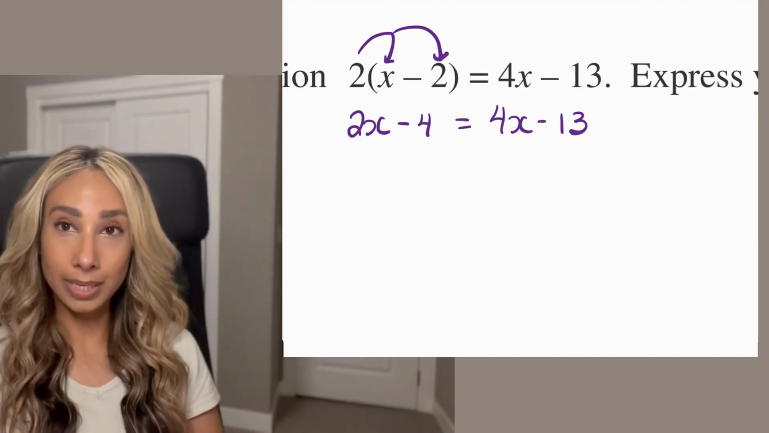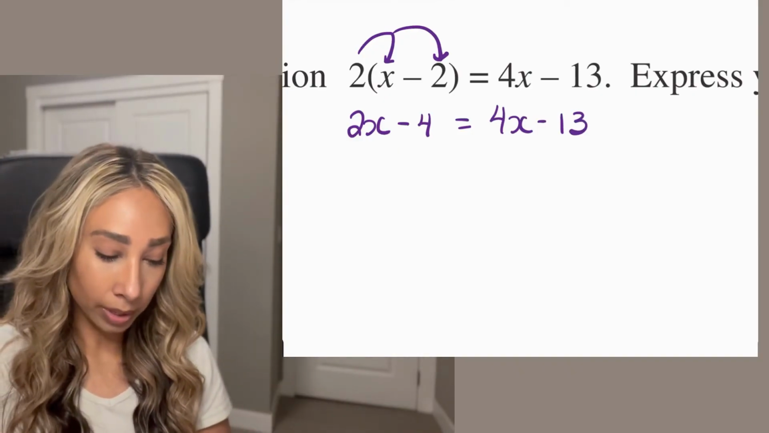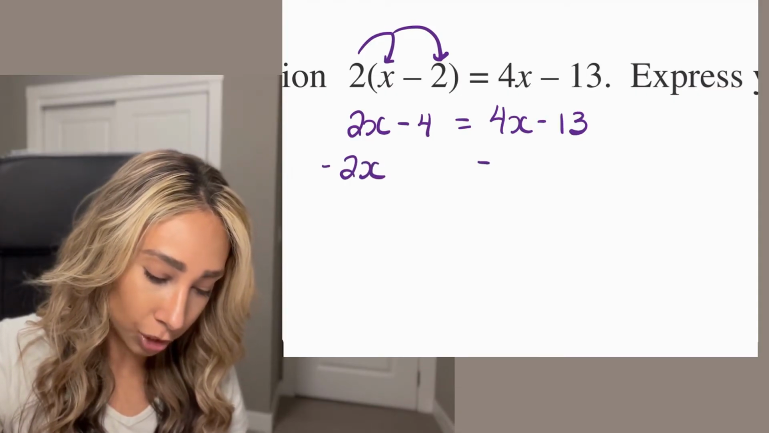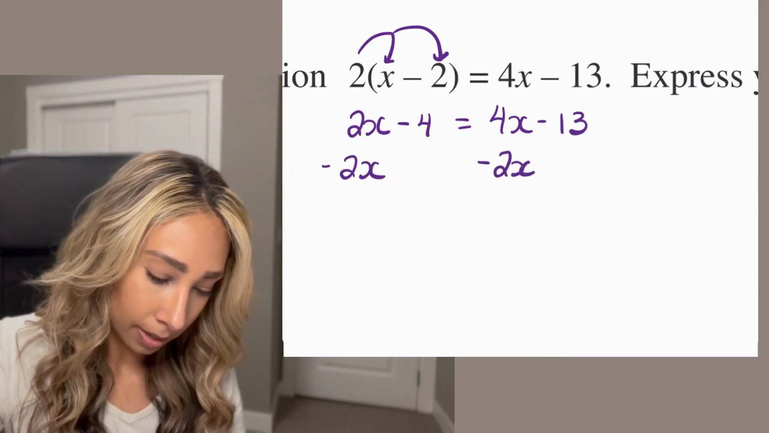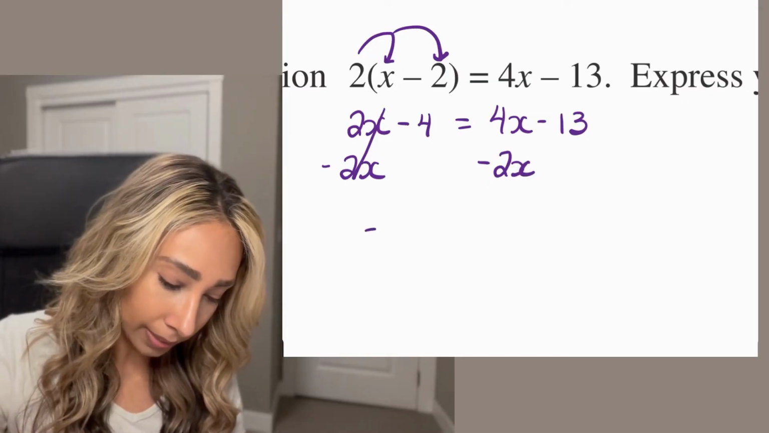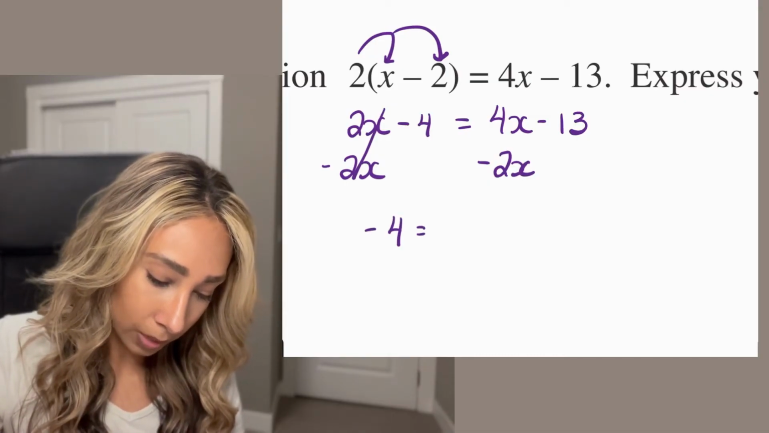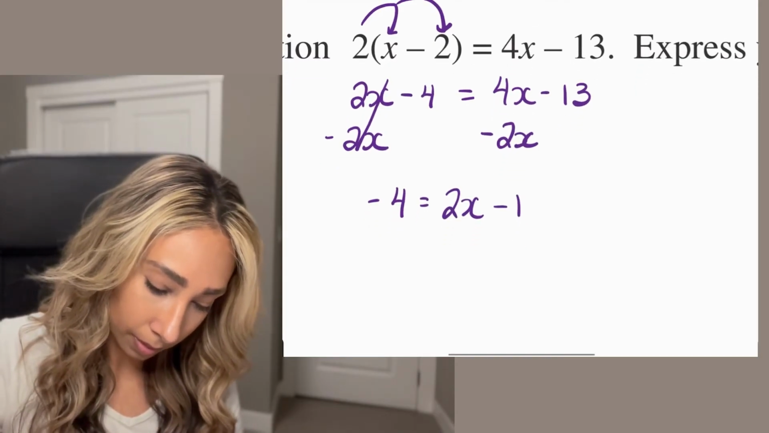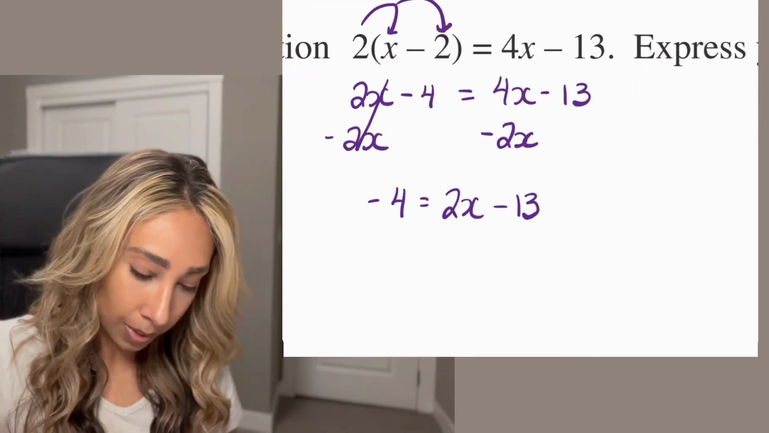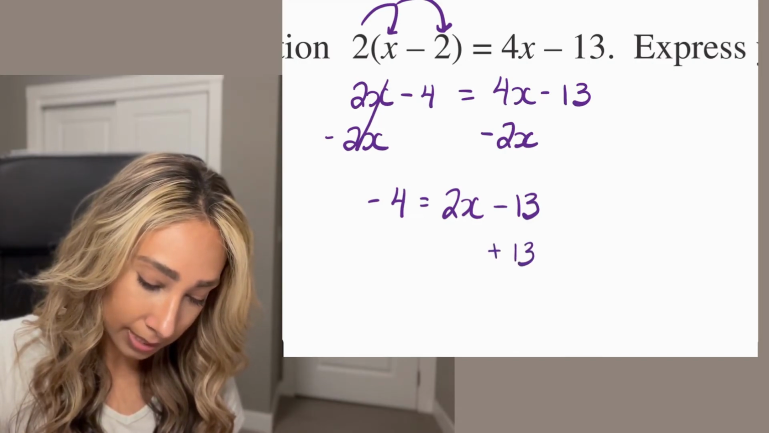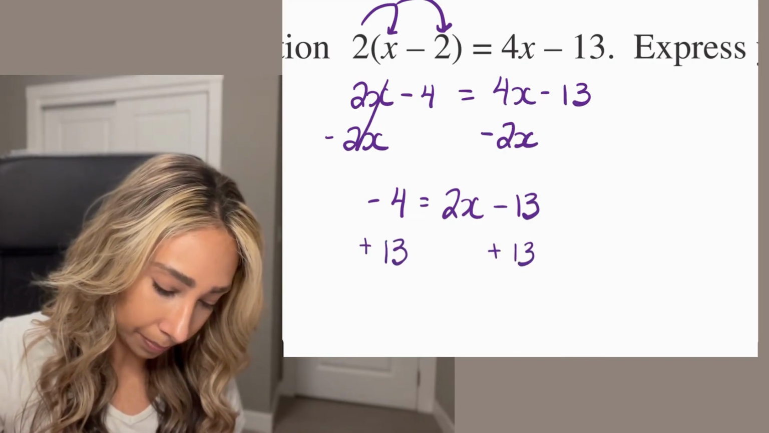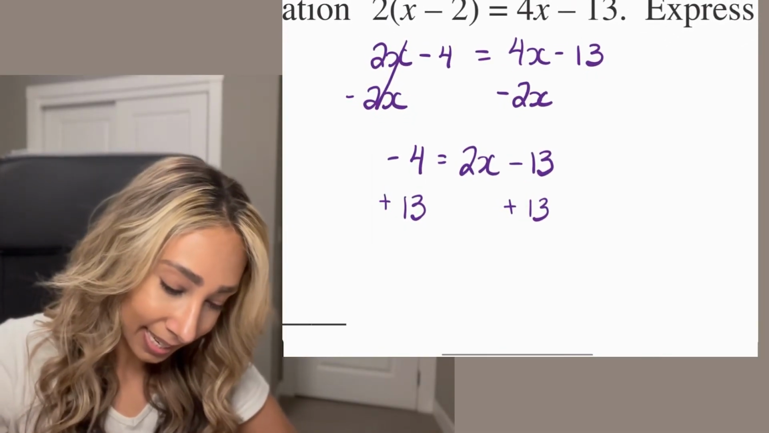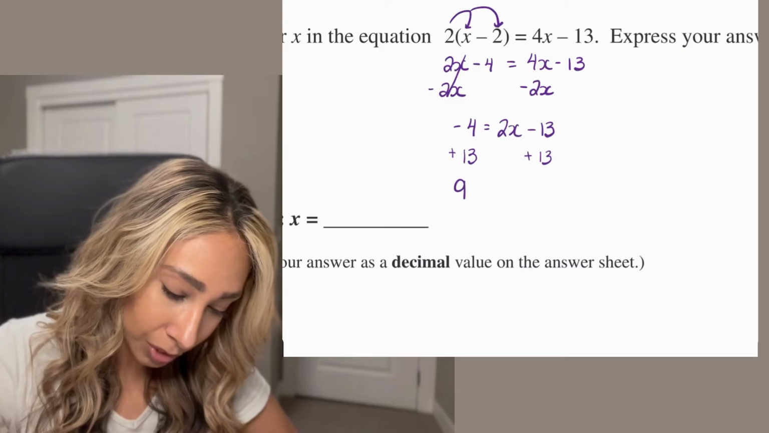Okay, this looks a little bit easier now. So we want to move our smaller x value. And what that does is it helps make sure we don't have a negative x. So that will go away. So that leaves us with negative 4 is equal to 2x minus 13. Okay, so now I want to move my 13 to the other side here. So I'm going to add 13 to both sides. That's going to give me 9 is equal to 2x.